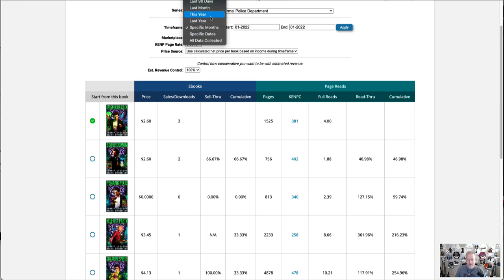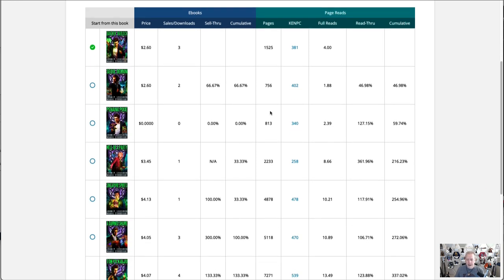So you can say, well, tell me for this year. These numbers become a lot more applicable, especially when you go to all data collected. But there's going to be something a little wacky that happens when I do that. So before I go there, let's move over to page reads. And just keep in mind that we're going to explain this a little bit better.